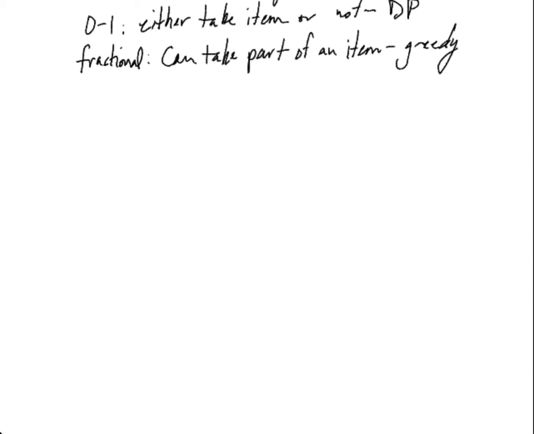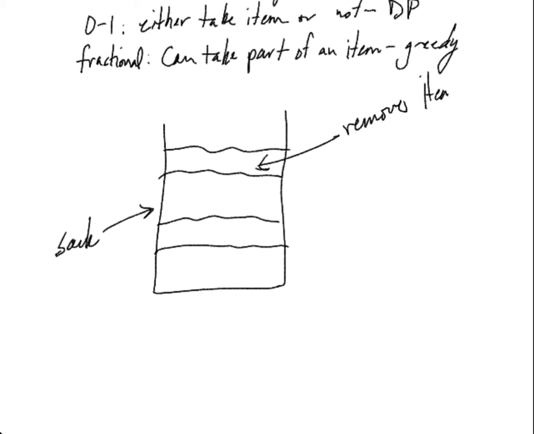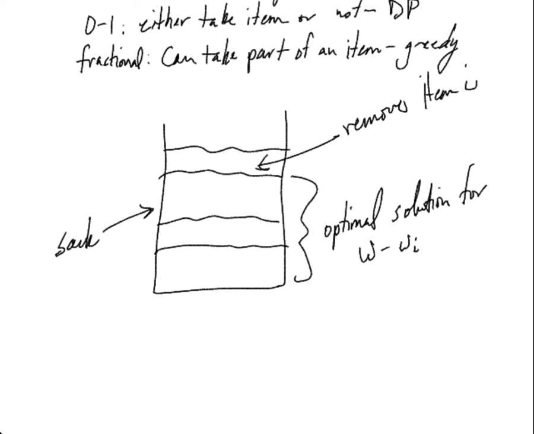So let's look at that. Here I have my sack. And I have some items. Here's my sack. If I remove item i, then what's left here is the optimal solution for weight W minus w sub i. So that is optimal substructure.